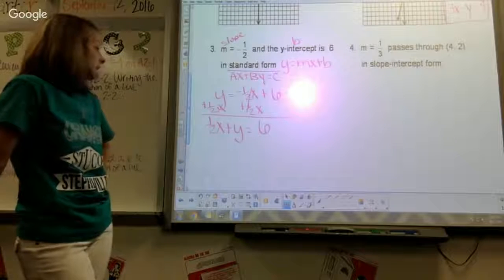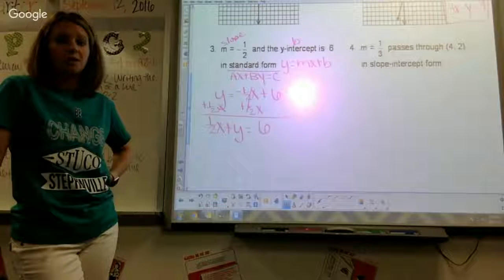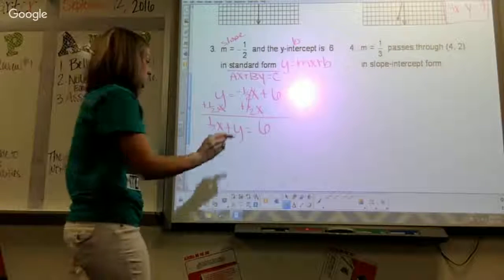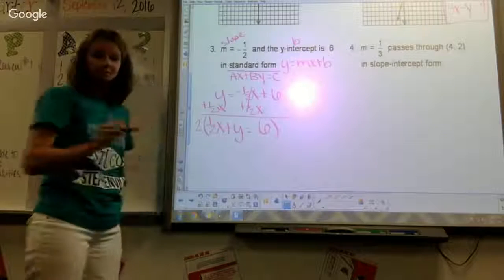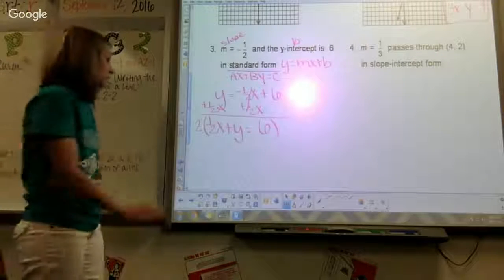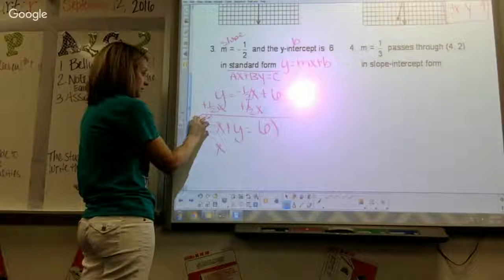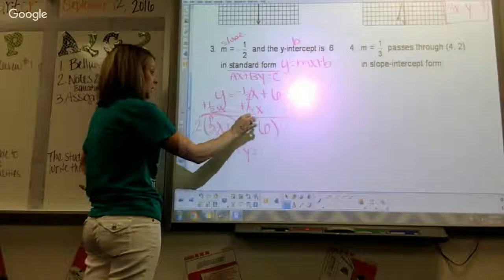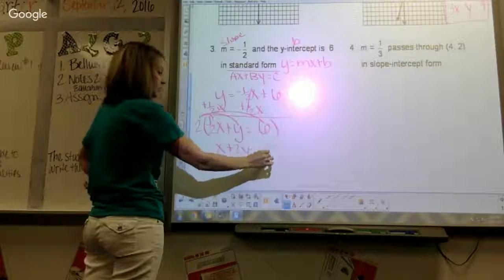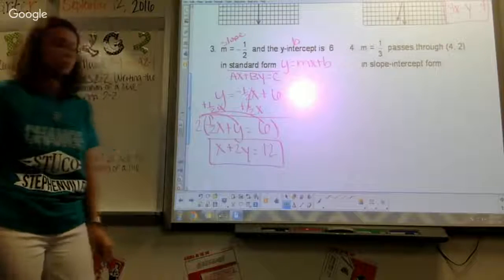Okay, so to get rid of a fraction, you're going to multiply the entire equation by whatever that denominator is of that fraction. So notice the denominator is 2. So I'm going to multiply the entire equation by 2. So 2 times 1/2 x is just 1x plus 2y. We're going to multiply the 2 by also that 6. So that would equal 12. So x plus 2y equals 12.